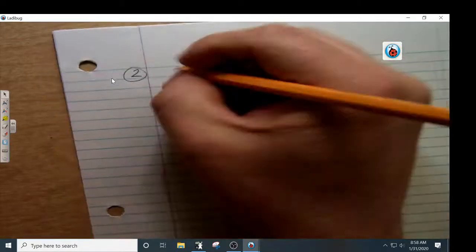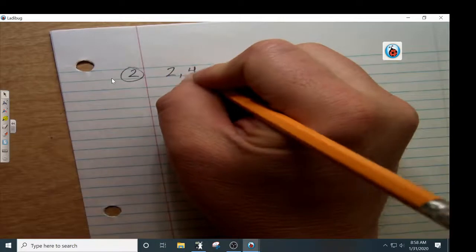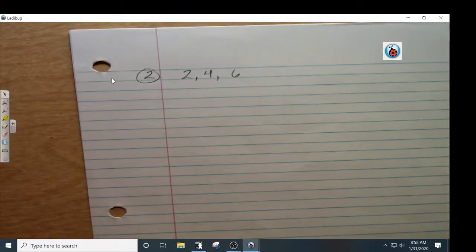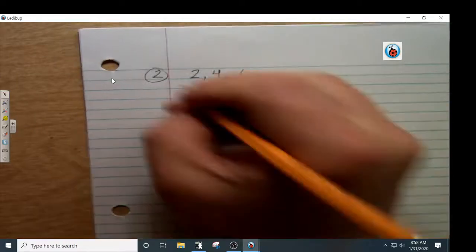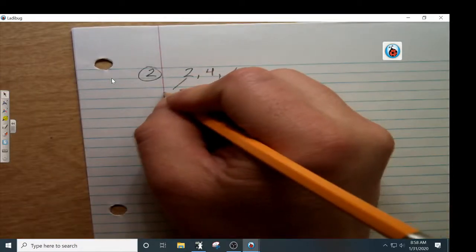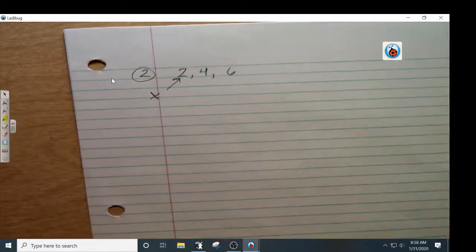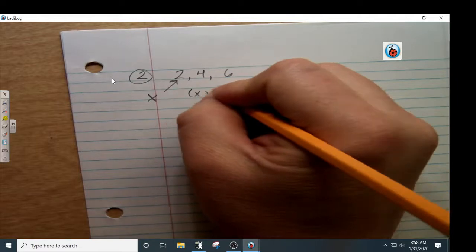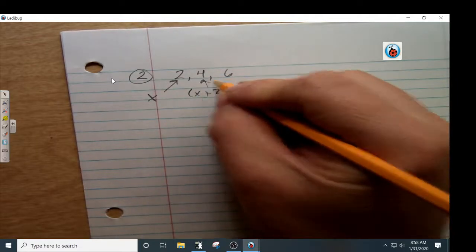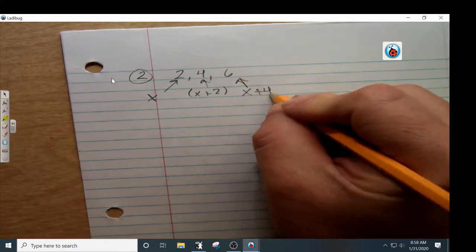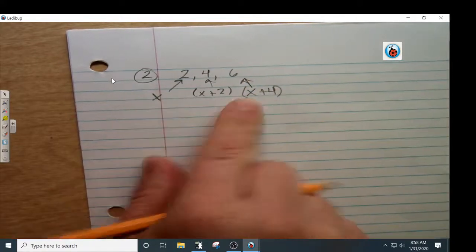So let's talk about that just a minute. Does everybody agree that these three numbers are even numbers? Okay. The smallest number is 2, so I'm going to let him be x. Now, be careful here. What do I have to add to x to get to the next even integer? 2. What do I have to add to x to get to the next even integer after that? 4. So guys, we're going to use these in our next formula.